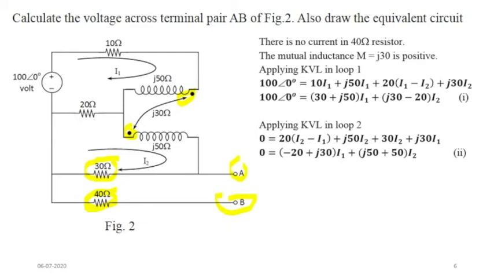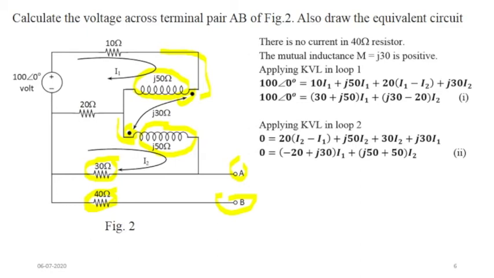Now before applying Kirchhoff's voltage law, let us first find the status of M, whether it is positive or negative. There is a mutual reactance of J30 ohm between these two inductors. This is the first J50 ohm inductor, and another J50 ohm inductor. The current I1 is entering the dotted end of this inductor, whereas the assumed current I2 is also entering the dotted end, and therefore the status of M, the status of J30, is positive.